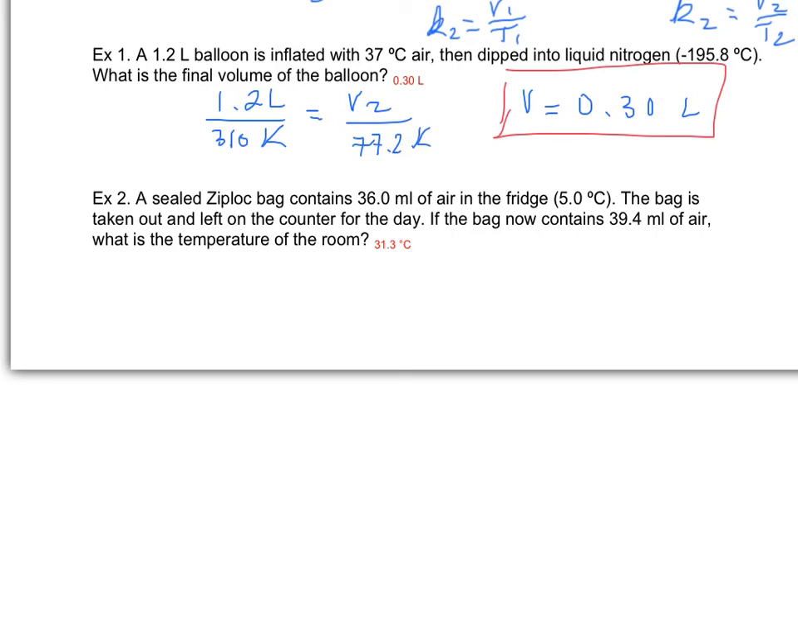Try out example number 2. It uses Charles's law, but you have to rearrange for a different variable. You should be able to plug in what you're given and rearrange for what you need to find. Pause the video here until you have your answer.